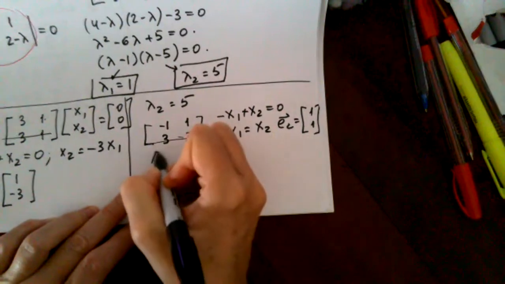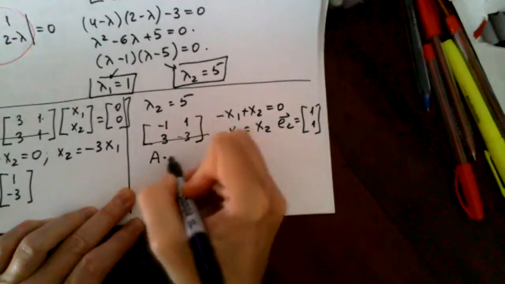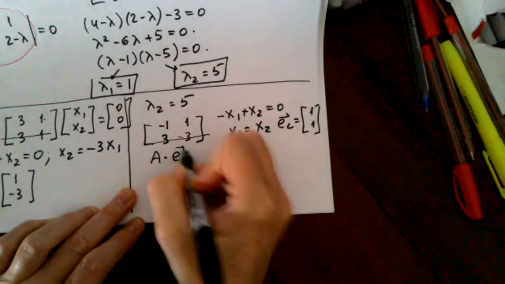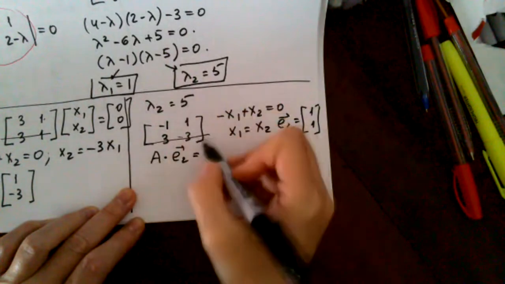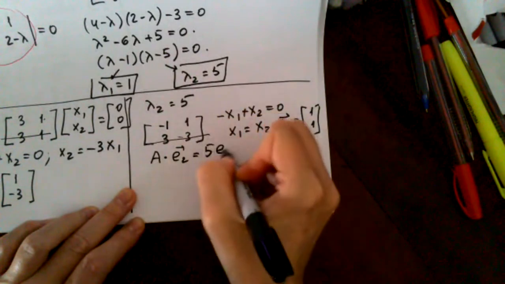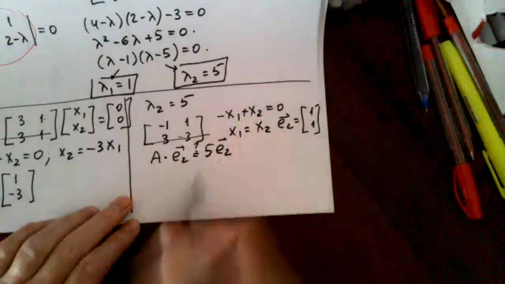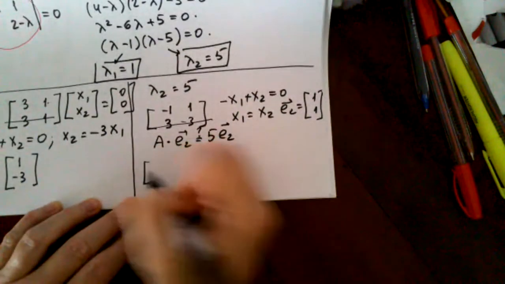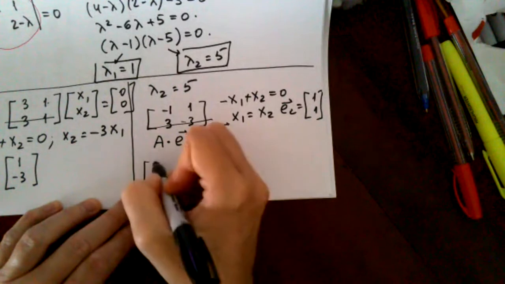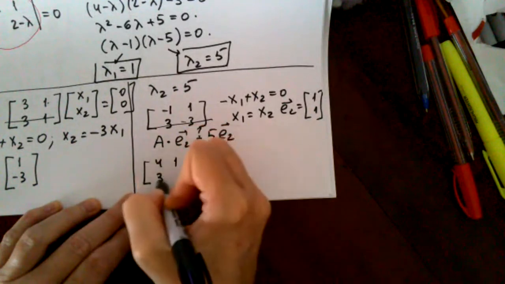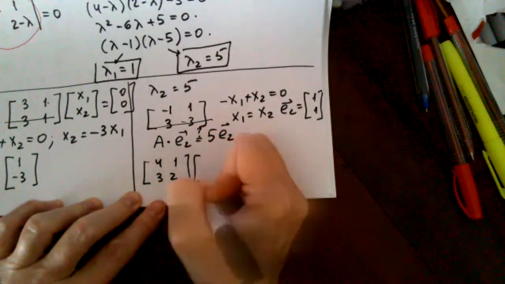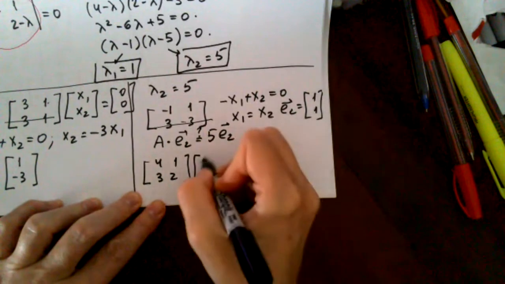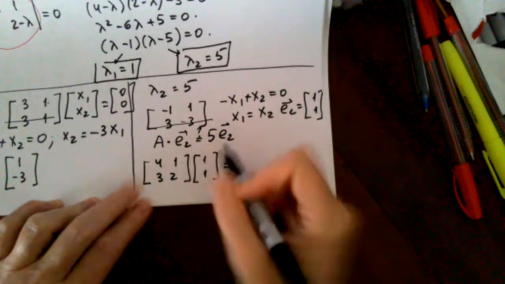We need to check that if you multiply your matrix A by this vector E2, it will be the same as lambda E2, 5 E2. So it should be the same. Put the question marks here so far because we don't know yet. Okay, let's rewrite our matrix A. Our matrix A is 4, 1, 3, 2. And let's multiply it by our current vector E2, 1, 1, and see what happens.